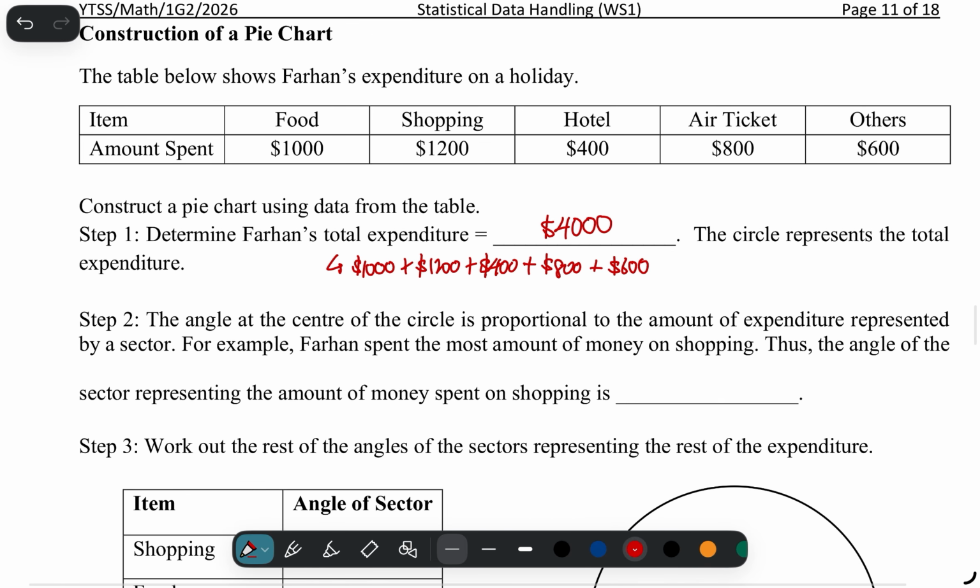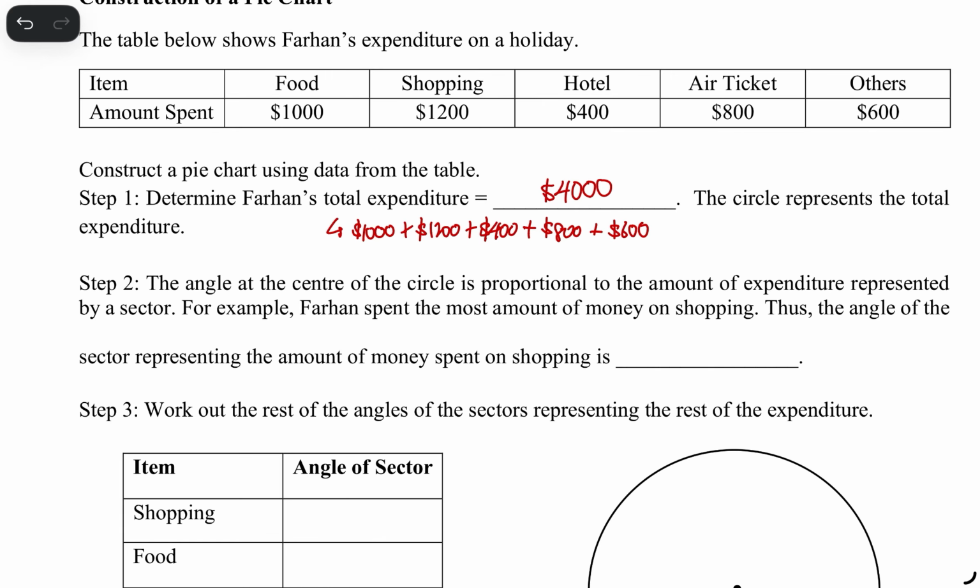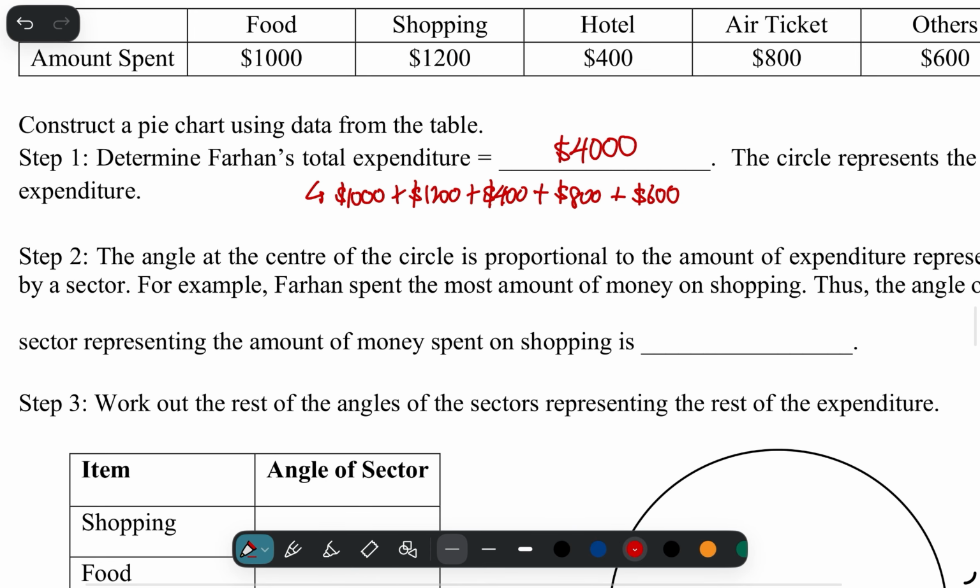Okay, then how do I find the angle of each sector in the pie chart? The angle of the sector is proportional to the amount of expenditure represented by the sector. So for example, let's say I want to do shopping. Farhan spent $1,200. So how do I find the angle? I need to take $1,200 out of the total, which is $4,000. I write out $1,200 out of $4,000 in total. I will times 360 degrees, because one whole circle is 360 degrees.